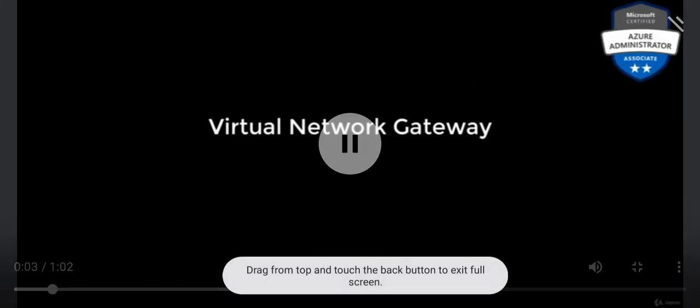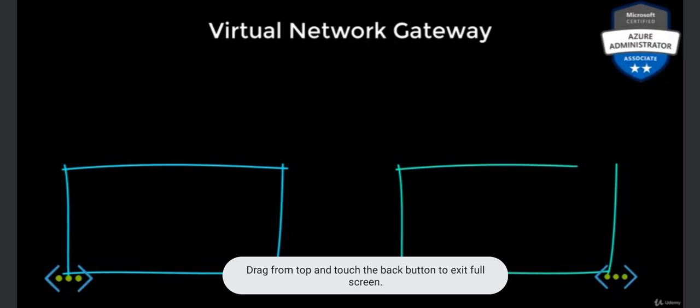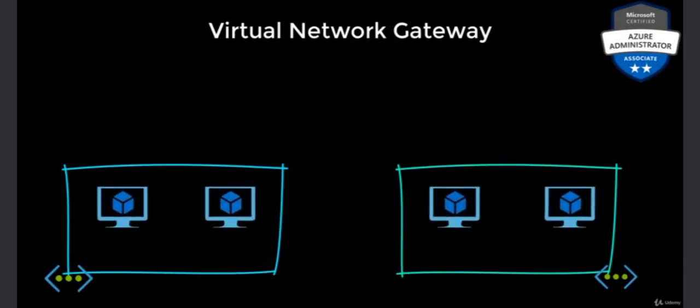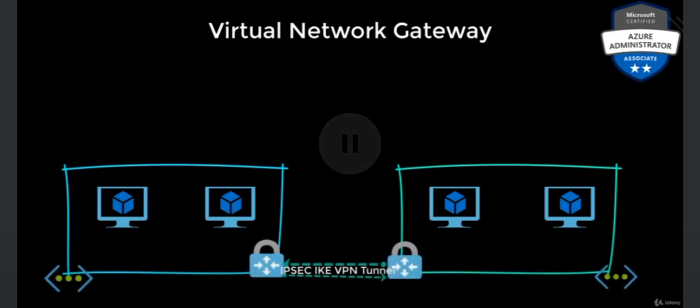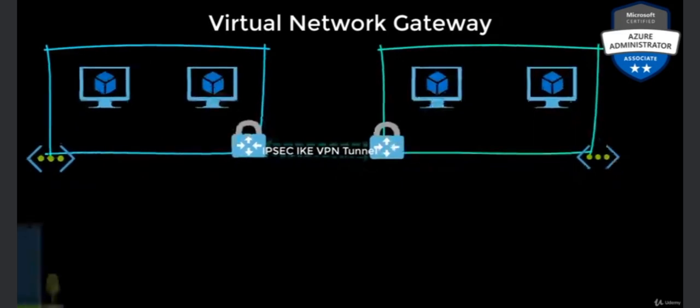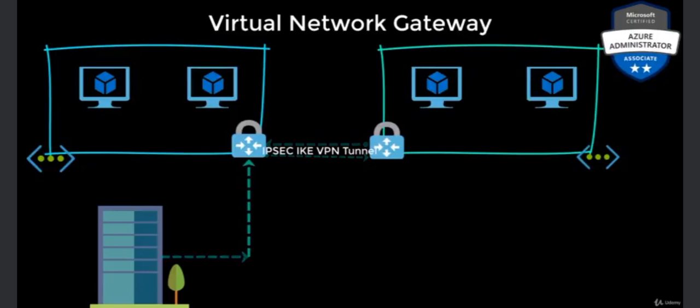You can connect your VNets with a VNet to VNet VPN connection. Using this connection, you create a VPN gateway in each virtual network. You can also call it a site-to-site connection. A secure tunnel using IPsec IKE is established, and that then provides the communication between the networks. You can also establish a similar connection between on-premise infrastructure and the Azure VNet.